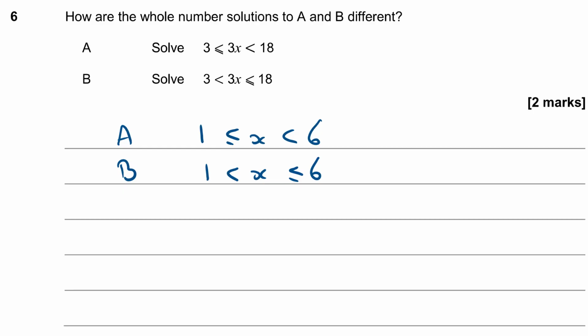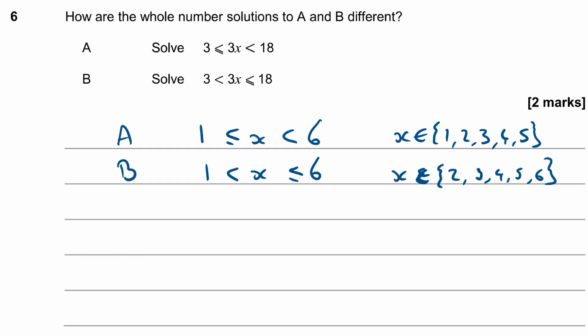Okay, so the values of x which satisfy A are going to be the values 1, 2, 3, 4, and 5. And the values of x that satisfy B are the numbers 2, 3, 4, 5, and 6, because the endpoints are slightly different, aren't they? Okay, so what's different about them?